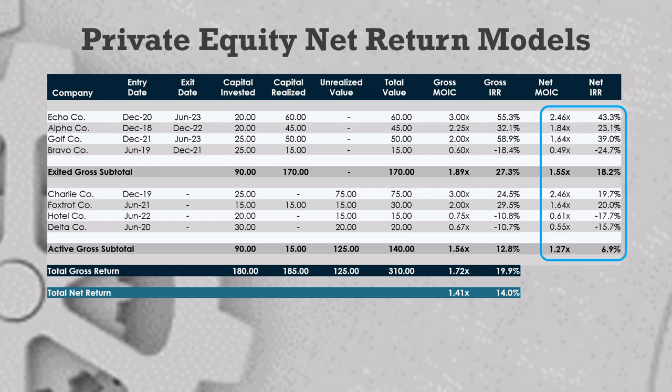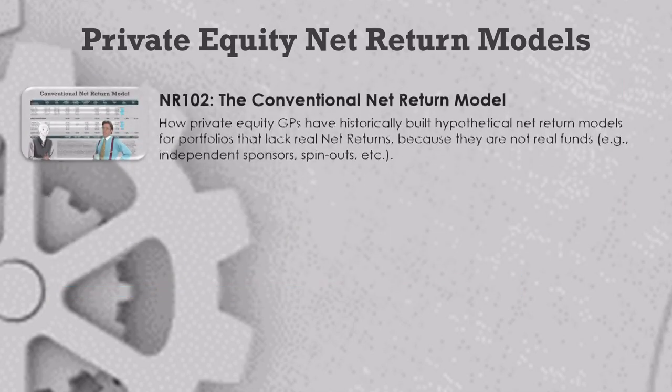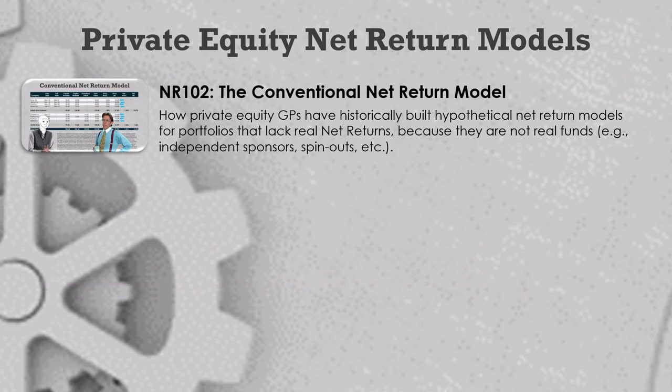for calculating them. Video 102 describes the conventional net return model where you start with the gross cash flows and then layer on streams of fee, expense, and carry deductions. This is how most GPs do it, but there's a lot of subjectivity around the timing and the amount of the fund deductions, which makes the results volatile and the models difficult to scale.